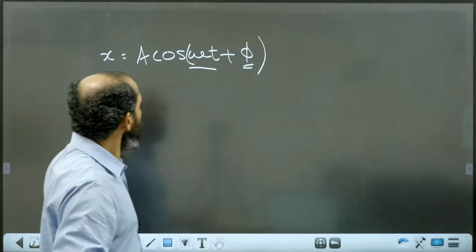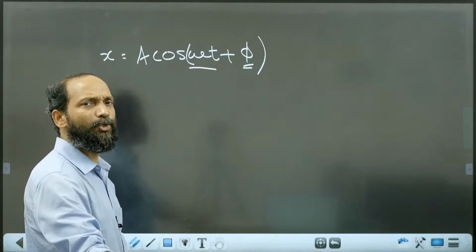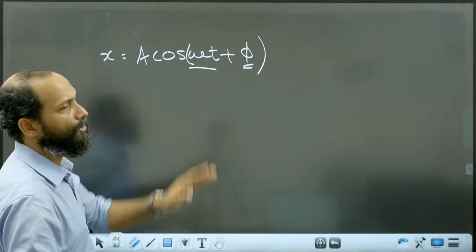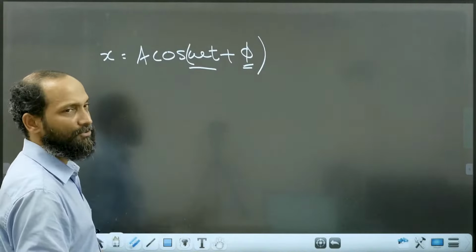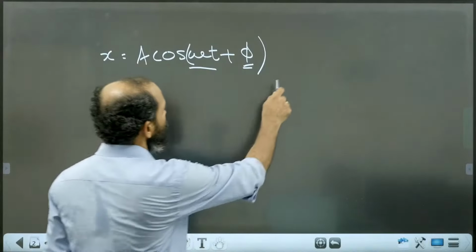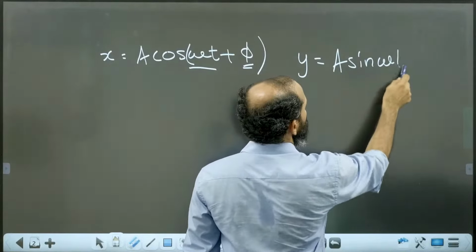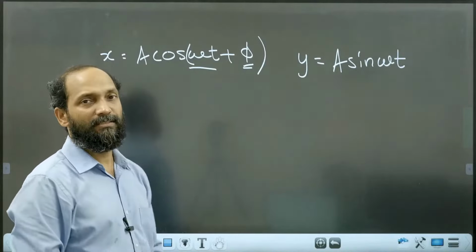As time changes, position changes periodically and also simple harmonically. That is x is equal to a cos (omega t plus or minus phi). That may be either sine or cos. Sometimes you may use y equal to a sin (omega t plus or minus phi), like that. If there is no initial phase, things are very easy.